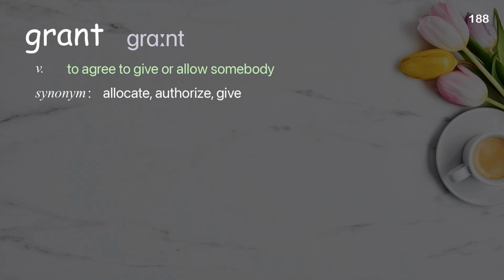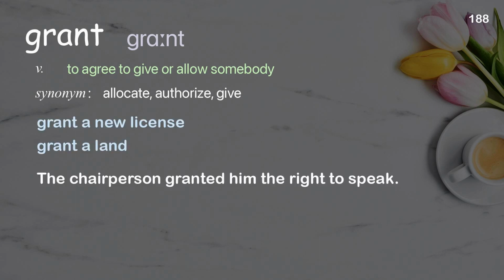Grant. To agree to give or allow somebody. Examples: Grant a new license. Grant a land. The chairperson granted him the right to speak.